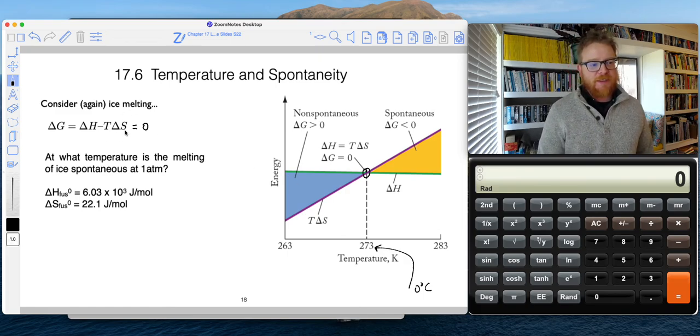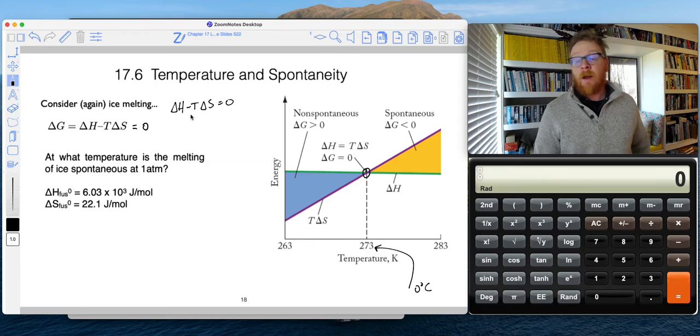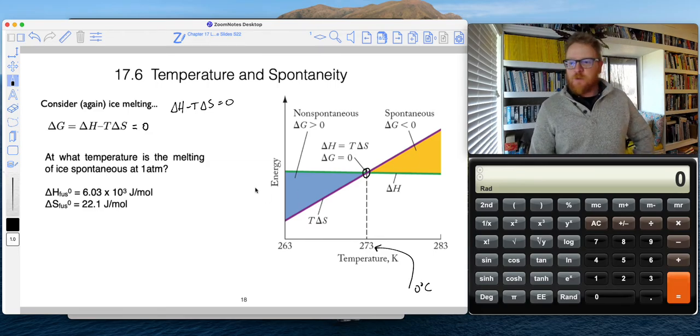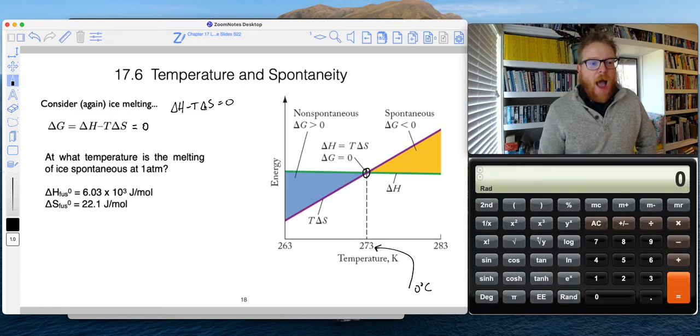Well, if I play with this equation, I've got delta H minus T delta S equals 0, and I'm going to rearrange this for temperature. That was a perfectly timed sneeze. So let's rearrange this algebraically for temperature.